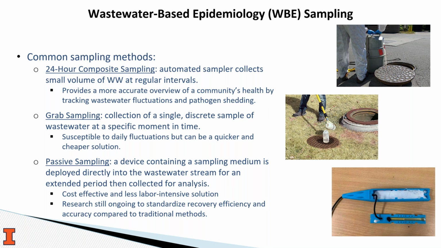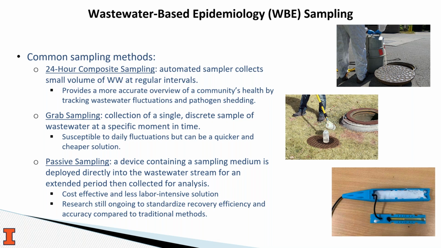These samplers can capture fluctuations in flow throughout the day because they take samples at regular intervals. It provides a more representative snapshot of a community's overall health, and it's especially useful for tracking trends and pathogen levels throughout the day. It's the most ideal method for routine surveillance, but the required equipment can be costly, and there is some level of maintenance involved. These samplers can range from a couple hundred to a couple thousand dollars from what I saw online.